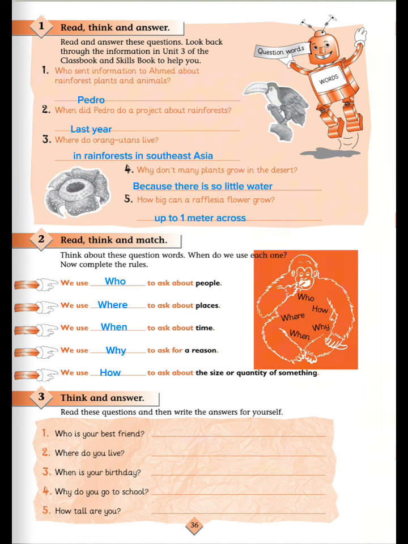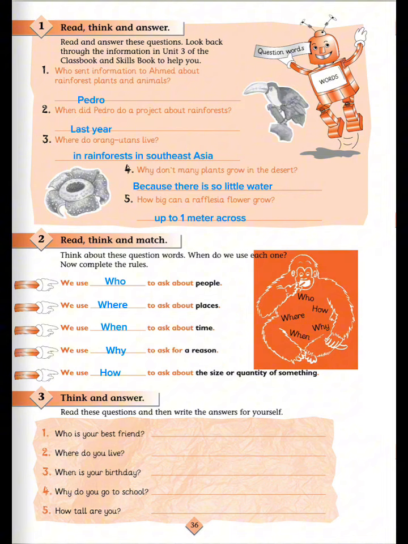Exercise number 3. Think and answer. Read these questions and then write the answers for yourself. In this exercise, there is no correct or wrong answer. The answers will be information about yourself. Now, listen to me reading the questions.